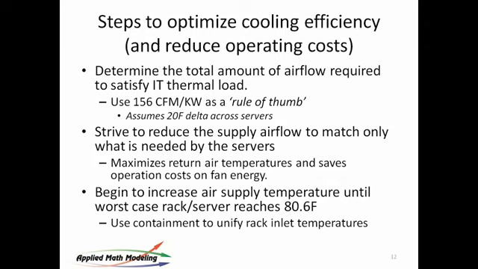which can be significant. And then what you try to do is drive up air supply temperature until your worst case condition gets close to 80, 80.6 or higher, depending how aggressive you would like to go. And you use containment to unify your rack inlet temps. Because without any air management, the rack inlet temps will vary quite a bit across the room. And you use containment to unify them and get them more even.